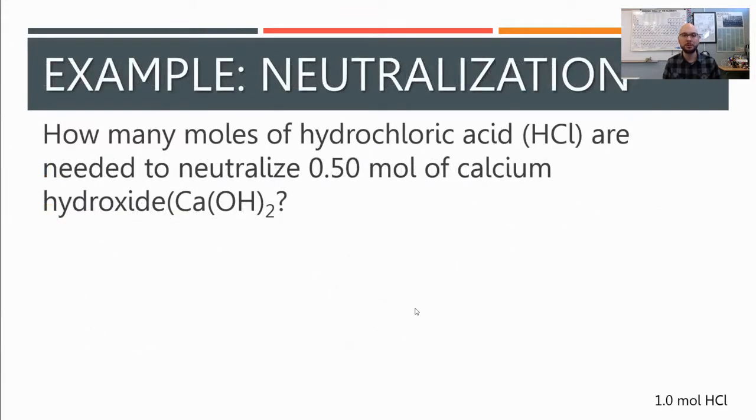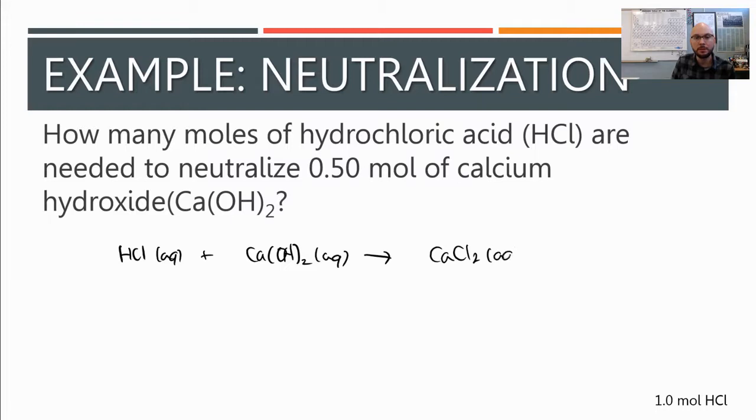So how many moles of hydrochloric acid are needed to neutralize 0.5 moles of calcium hydroxide? This is an easy one to start. So HCl aqueous plus Ca(OH)2 aqueous produces CaCl2 aqueous. There's our salt and some water.